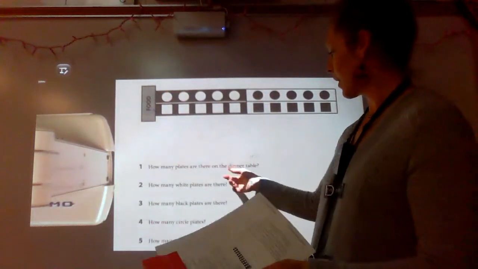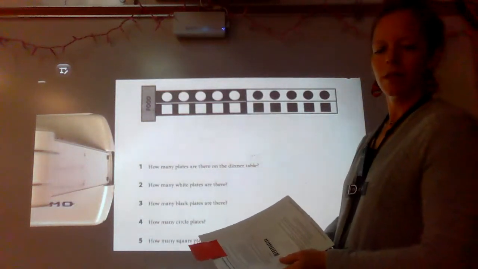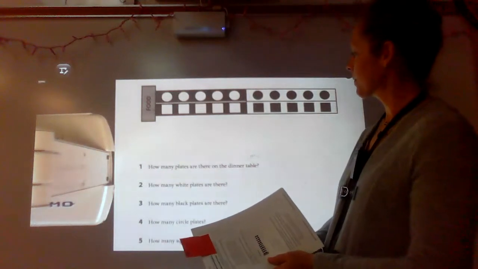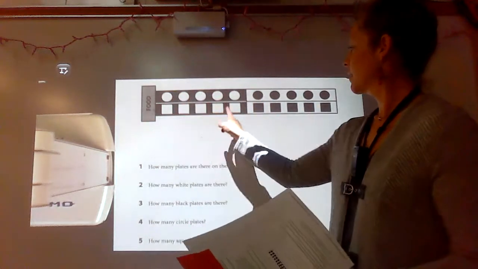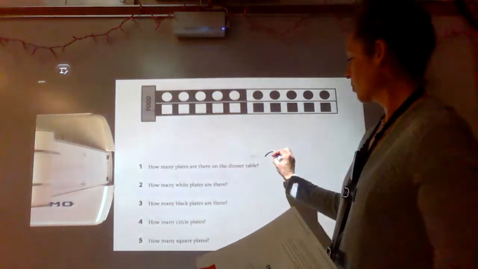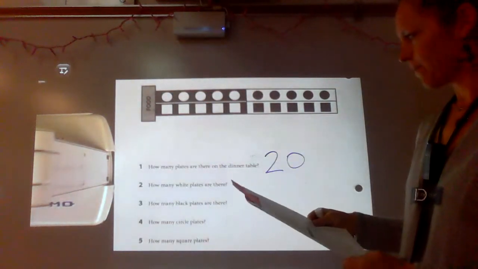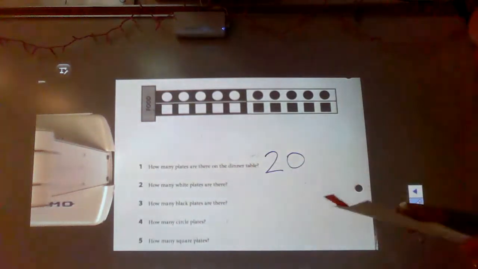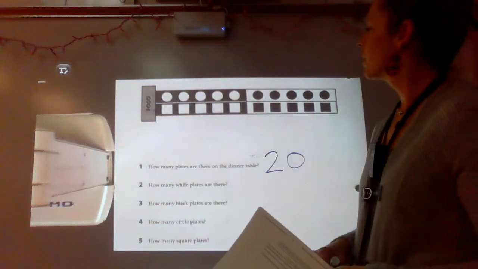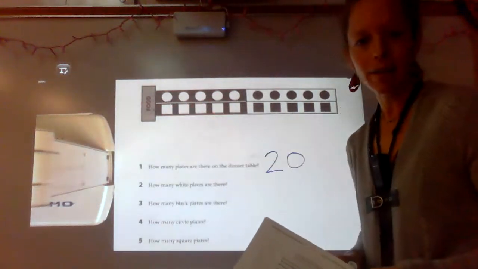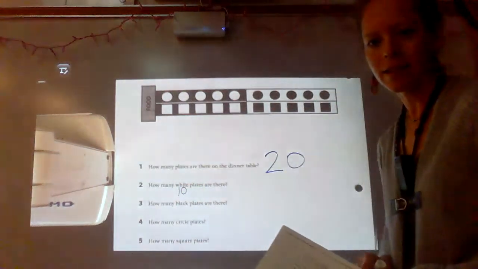How many plates are there on the dinner table? Take a look, see what you observe. I see 5, 10, 15, 20. There are 20 plates on the dinner table. How many white plates are there? 5 and 5. I know my double fact. That is 10. There are 10 white plates.